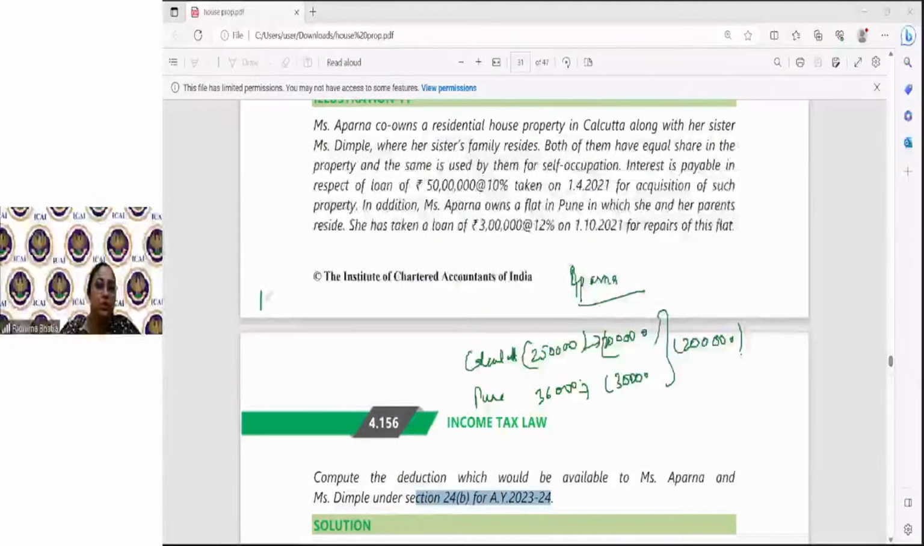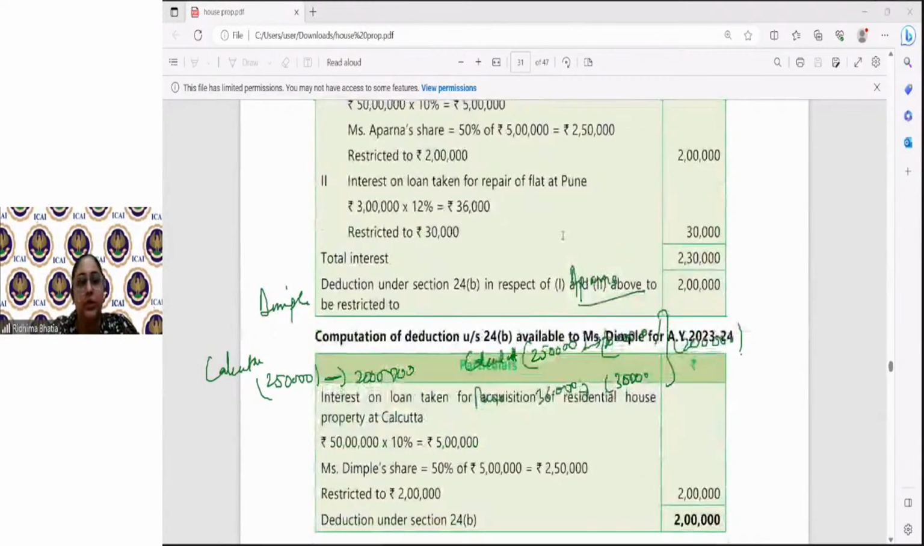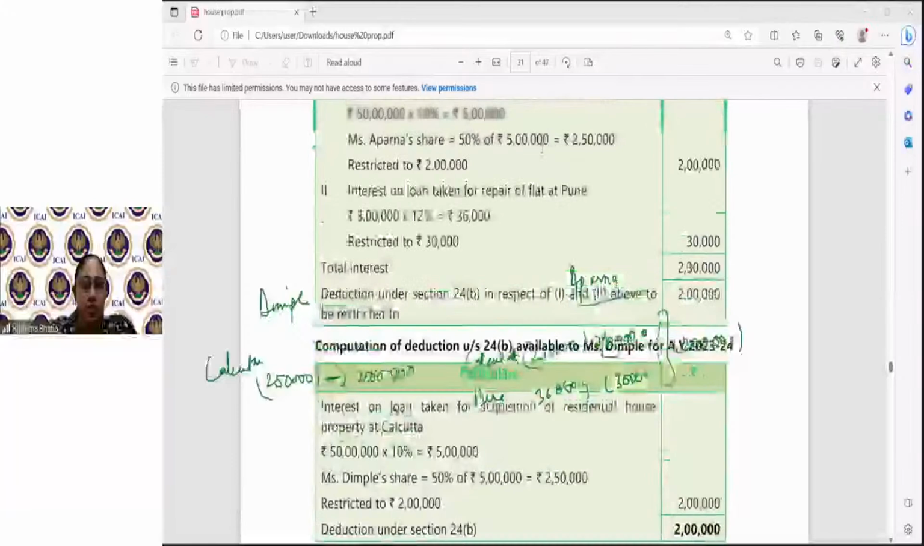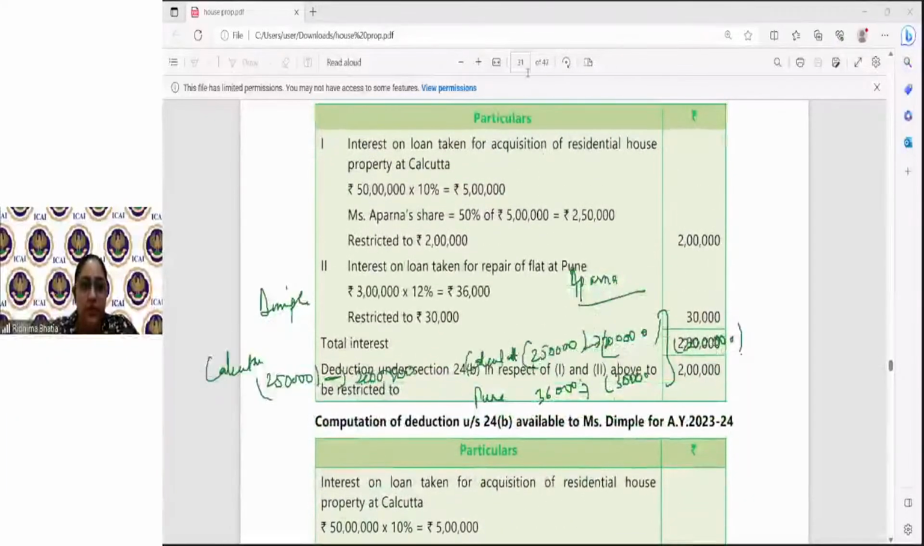Now for Dimple also, she has only one property, which is self-occupied, and her half share comes to 2,50,000, correct? But this is restricted to 2 lakhs. So for Dimple also the deduction is 2 lakh, and for Aparna also the deduction under 24(b) is 2 lakh. Got it? It is written on your screen also, and you can see how the question has been solved.